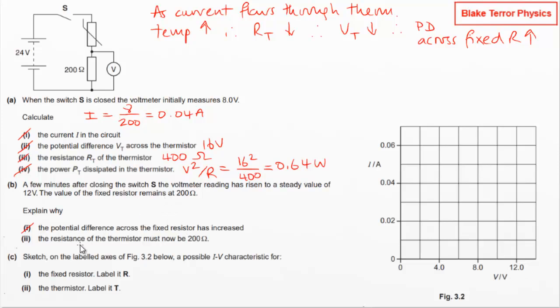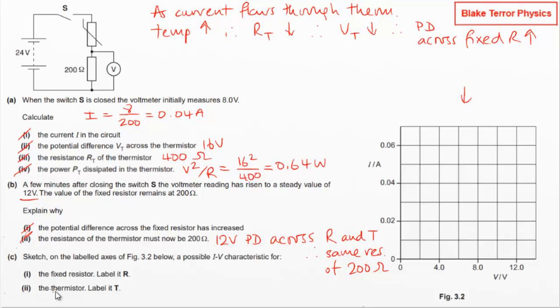The resistance of the thermistor must now be 200 ohms. So we need to say why they're the same. Well, we've got 12 volts across each. So 12 volt PD across R and T. Therefore, same resistance of 200 ohms.